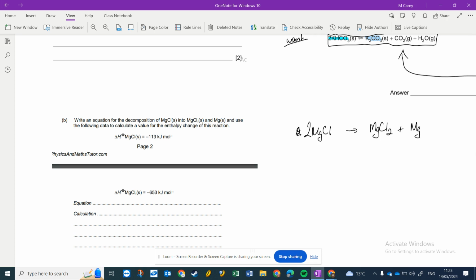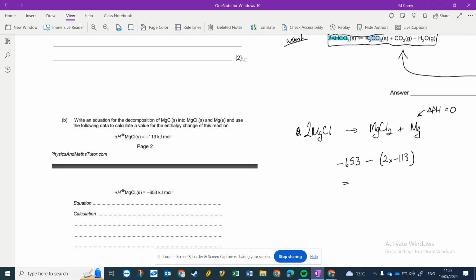Oh, this one isn't too bad actually, because this is just a straightforward enthalpy of formation calculation, which I didn't realize. I thought you'd have to combine things. So they've given you enthalpy of formation. So that's products minus reactants. The delta HF of an element is 0, because by definition, forming an element from itself in a standard state isn't going to have any enthalpy change. So in this instance, this is just product minus reactant, so minus 653 minus 2 times minus 113.